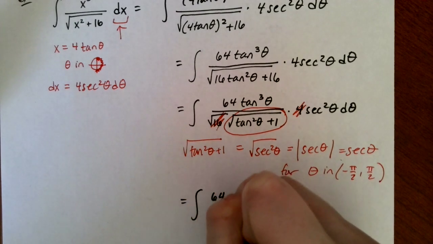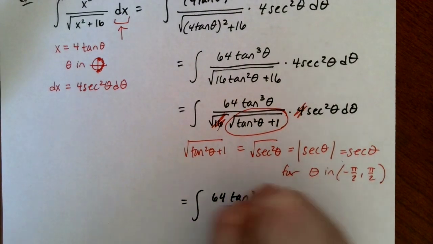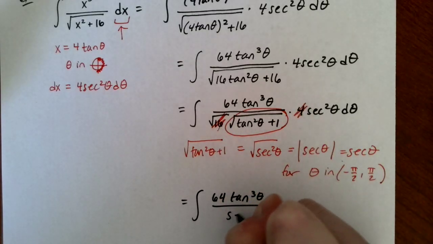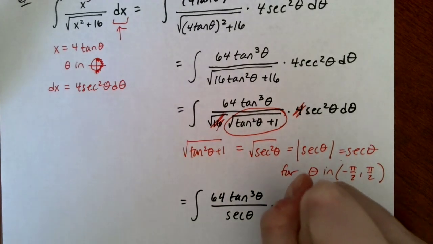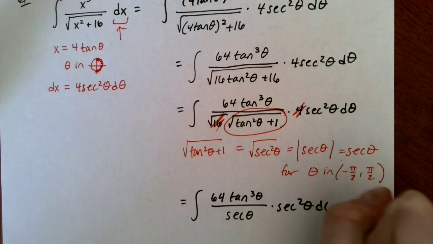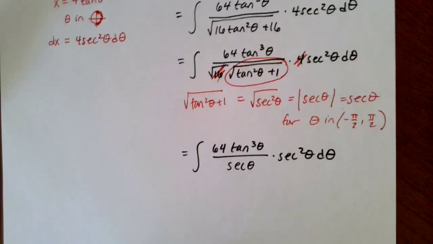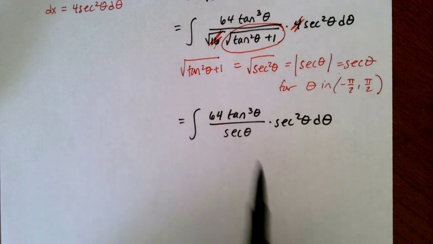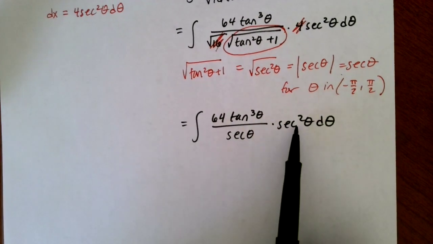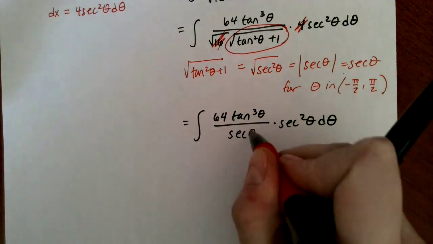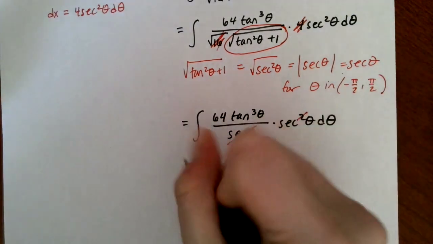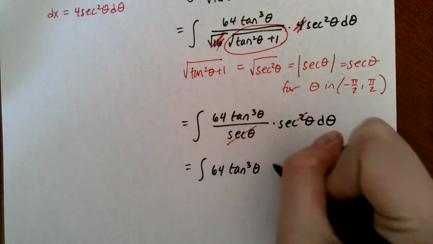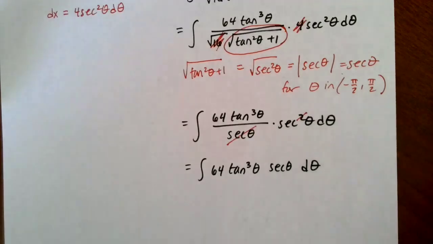All right, so I have 64 tan cubed on top. This 16 in the root has canceled with the 4, so it's just secant theta down here. And then we have secant squared theta d theta still on the end with that 4 canceled. There's still a little bit more cancellation I can do. So this secant on the bottom cancels with one of these up here. So I have altogether 64 tan cubed secant theta d theta.